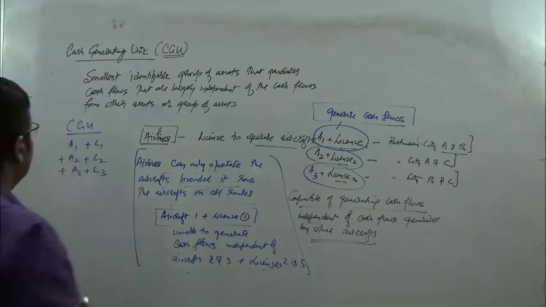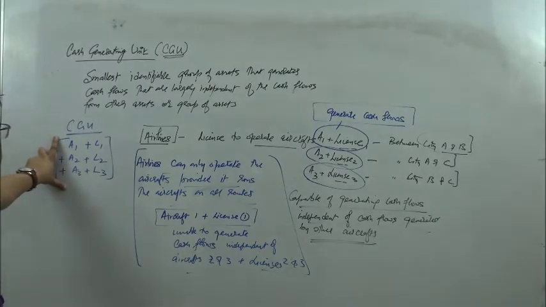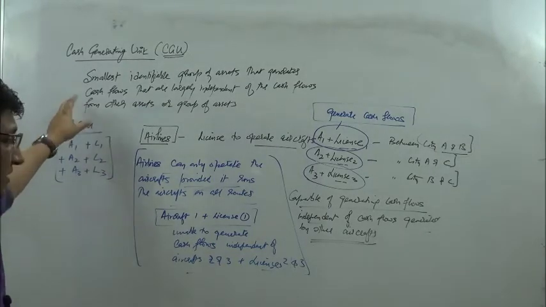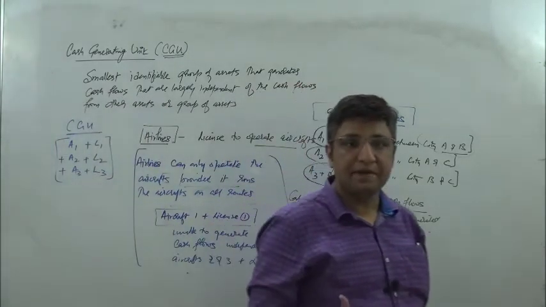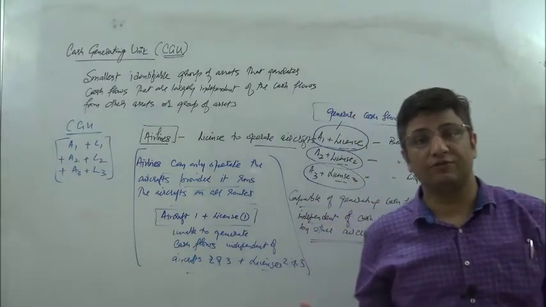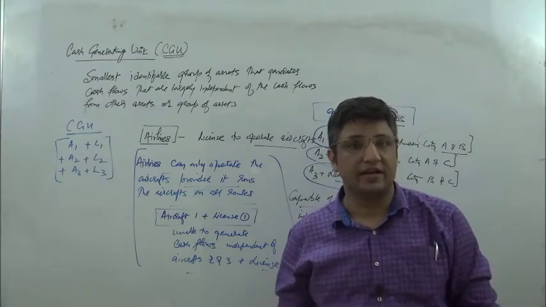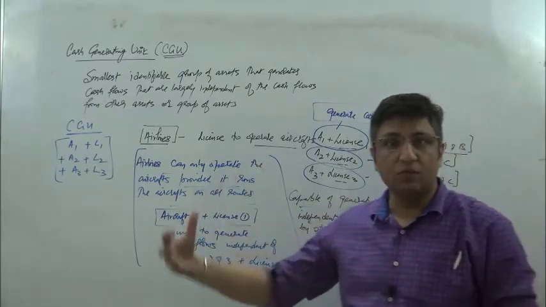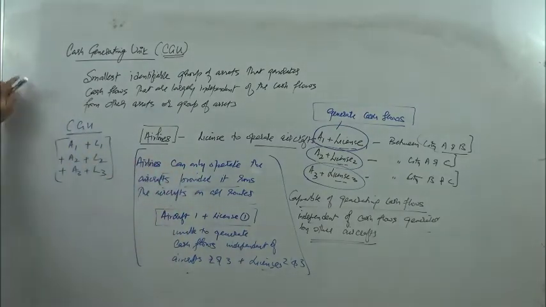So this is where this entire set of assets will form a CGU, a cash generating unit, right? What is important here is to identify the attribute of an asset, whether it has the ability to generate cash flows independently or not. If not, then naturally more assets need to be clubbed so that a CGU can be formed.